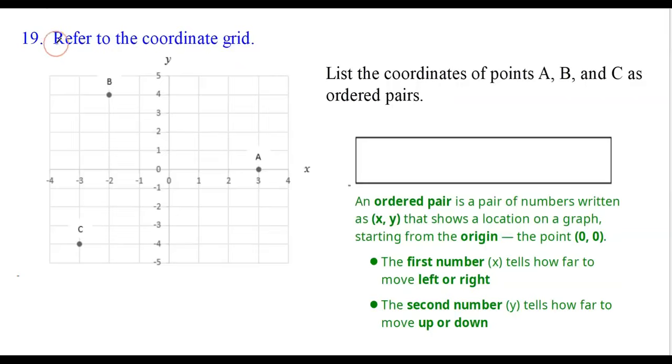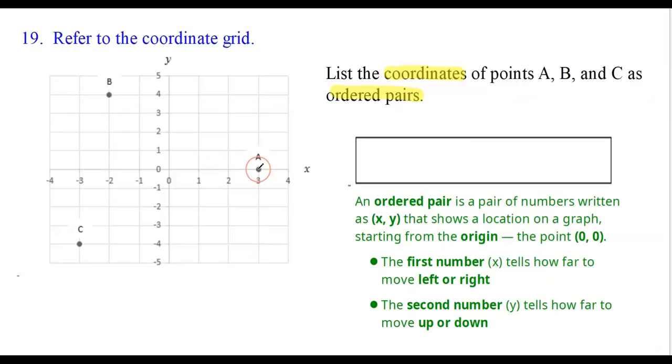Question 19, refer to this coordinate grid here. And the question's here. We want to list the coordinates of points A, B, and C as ordered pairs. We have two big words here: ordered pairs, and I put the definition down here. It has to do with location. So we're going to use ordered pairs to describe the location in the coordinate grid of points A, B, and C. And I recommend that you read this.